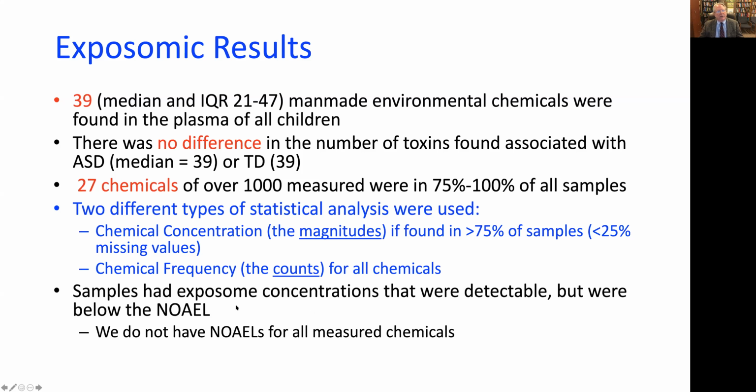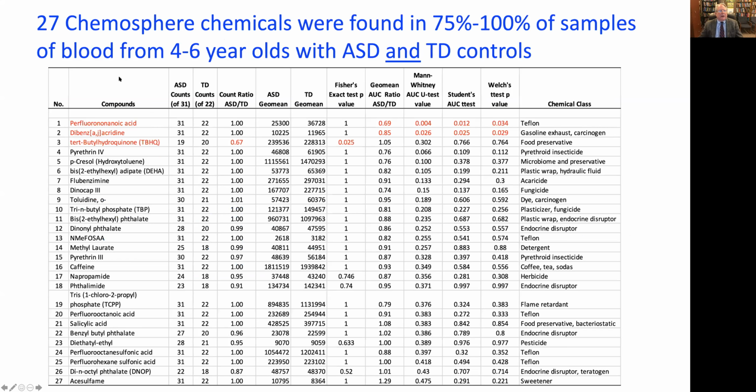So typically what we find in the children is the presence of chemicals that are far below what would normally be considered to have a toxic effect based on studies in rats and mice. If we just focus on the 27 chemicals that were present in virtually all the samples, this is what we find: perfluorononanoic acid, or PFNA, which is a kind of Teflon, was actually decreased in children with autism compared to controls.